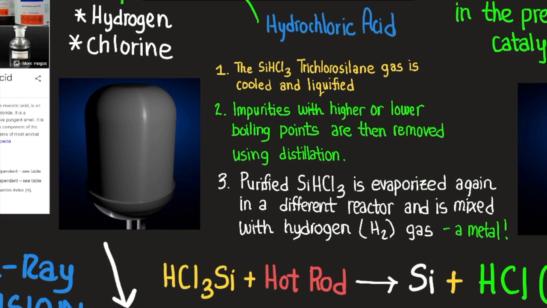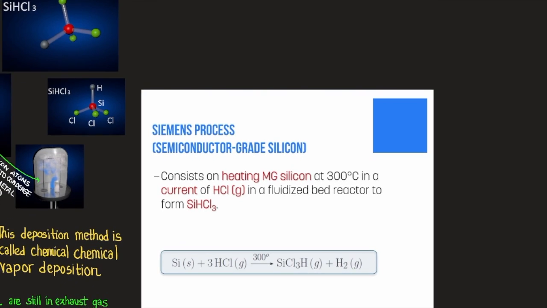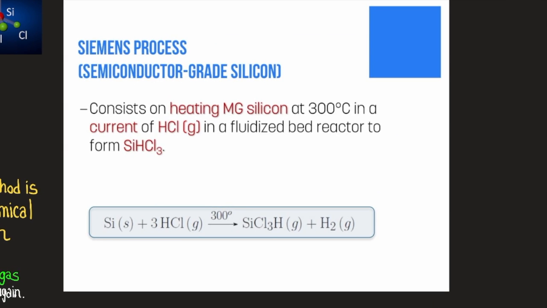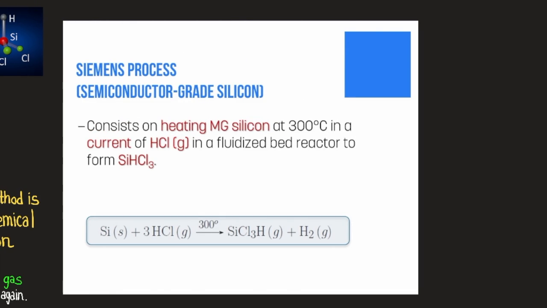The SiHCl3 trichlorosilane gas is cooled and liquefied. Step 2. Impurities with higher or lower boiling points are then removed using distillation. Step 3. Purified SiHCl3 is evaporated again in a different reactor and then mixed with hydrogen H2 gas. By the way, this process is called the Siemens process. It's a process used to create semiconductor grade silicon. It consists of heating metallurgical silicon to 300 degrees Celsius in a current of hydrochloric acid gas in a fluidized bed reactor to form SiHCl3.